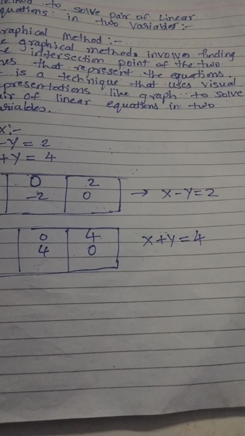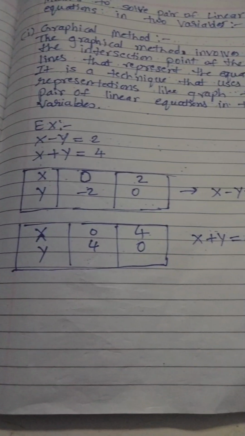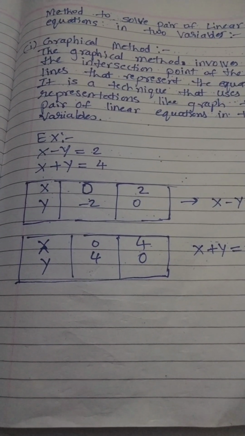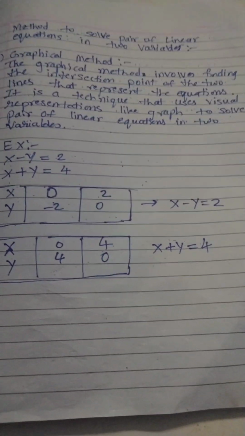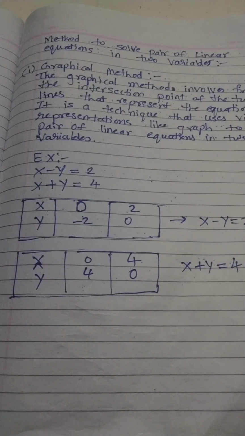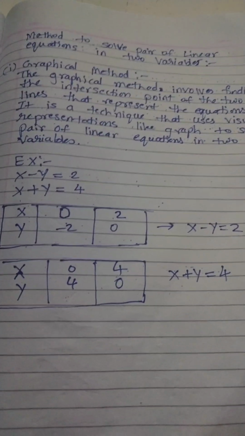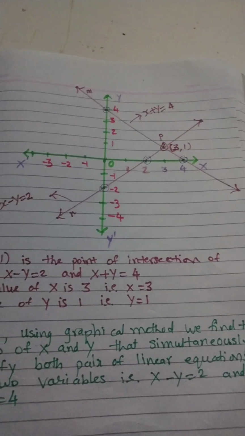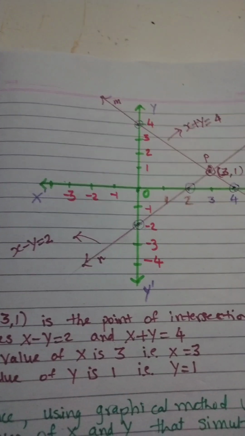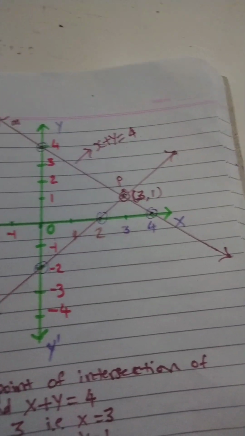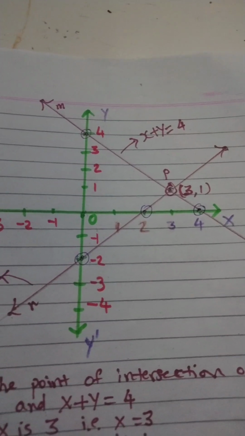Now from the equation x plus y is equal to 4, y is equal to 4 if we put the value of x equal to 0. In this way, we get the coordinates of x and y in both the equations. Now we plot these points on the graph paper. After plotting these points on the graph, we get these two lines which are intersecting at point P.